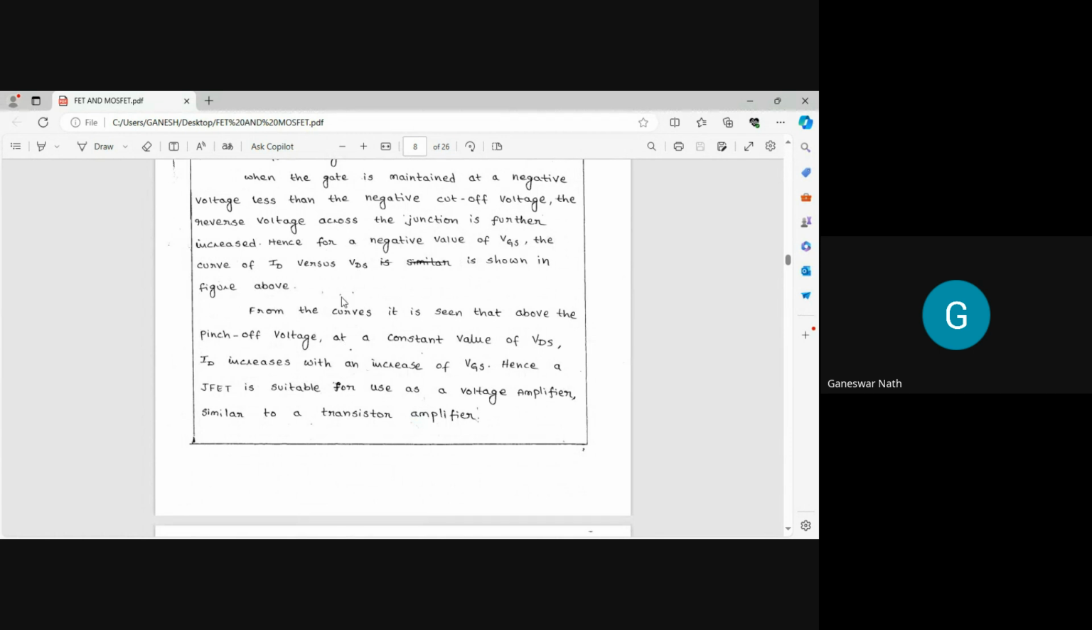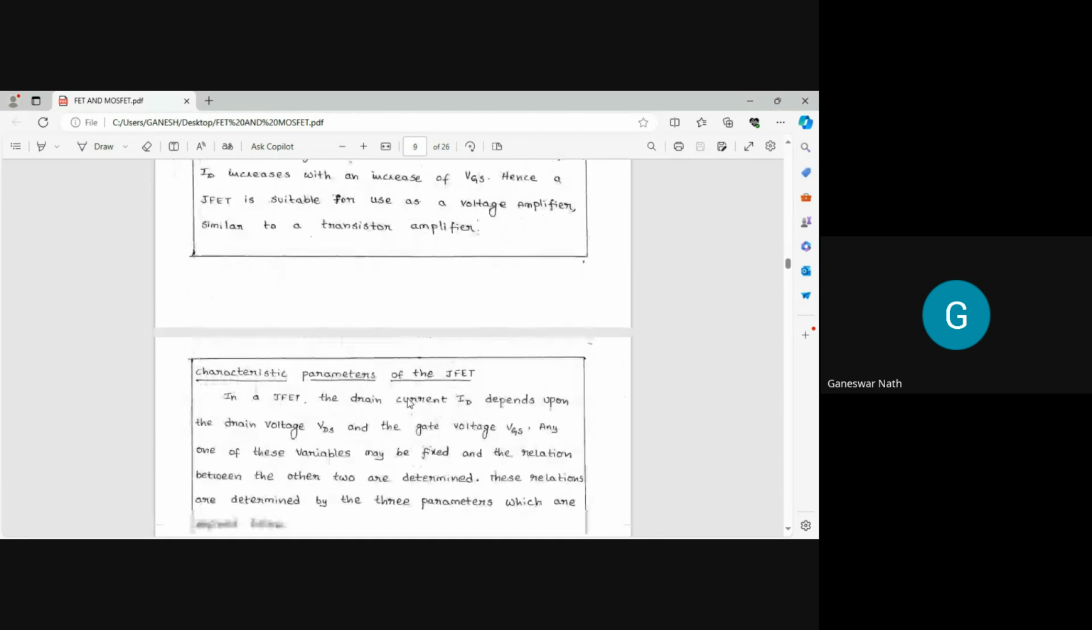So from this curve, it is observed that above the pinch-off voltage at a certain constant value of VDS, ID increases with the increase of the voltage VGS, and hence you can find JFET is suitable for use as a voltage amplifier, similar to that of a transistor amplifier. Like the transistor amplifier that we are applying, similarly the FET can also be applied.